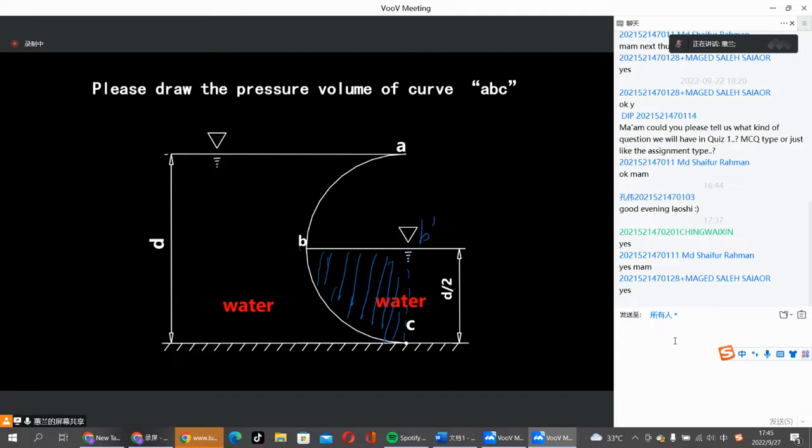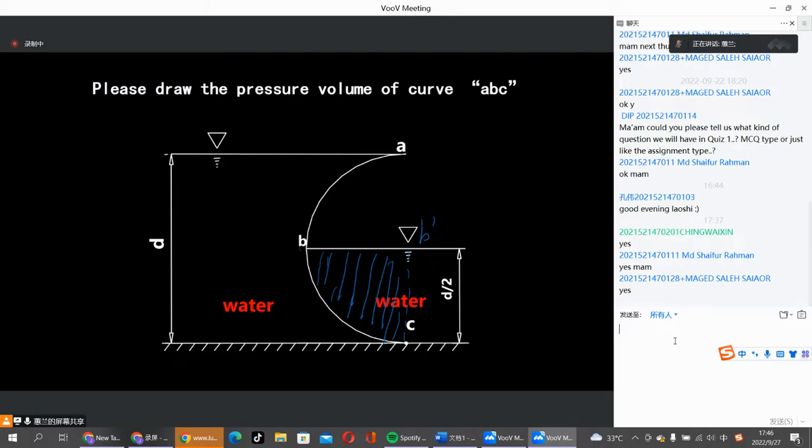You can just review the video, the records, and review the PPT, review the textbook, the ebook, okay? And then you should figure this out, okay? You don't need to draw the FBD of the fluid volume every time. That will take time. I don't think you need to do that every time, okay?